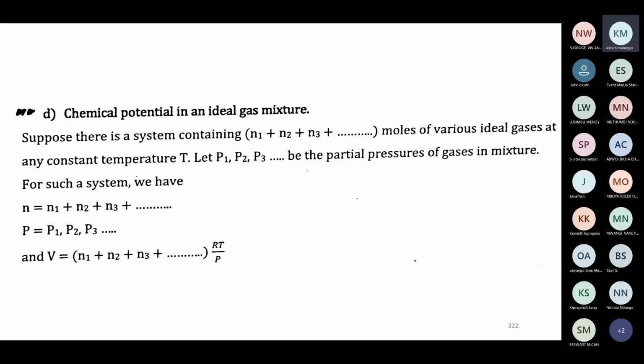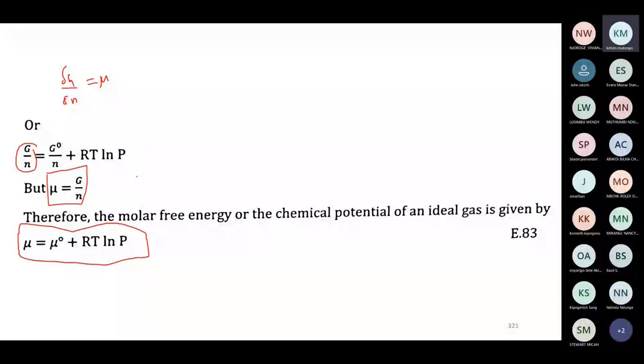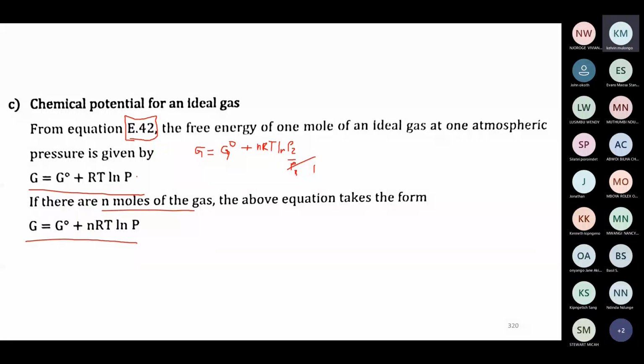On chemical potential for an ideal gas, I've seen you saying that G is equal to G naught plus RT ln P. What is the difference between G and G naught? So G naught would be at standard conditions. We are talking about 1 atmosphere and 25 degrees Celsius. Okay, fine.